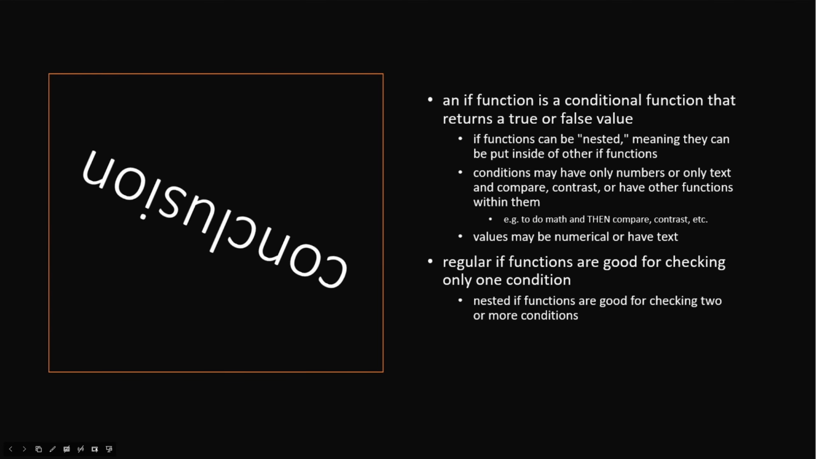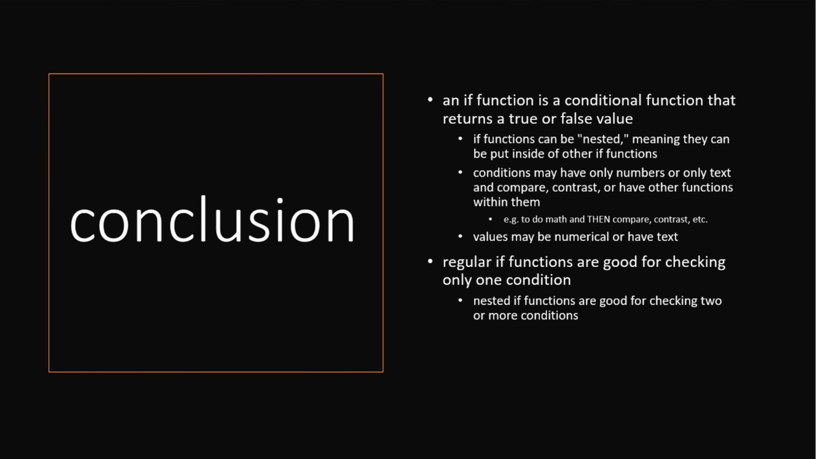So in conclusion, an if function is a conditional function that returns either a true or false value. These if functions can be nested inside of each other, and the conditions may have only numbers or only text, and they may compare, contrast, or have other functions within them. For example, these functions may be able to do math, and then you can compare, contrast for a conditional.